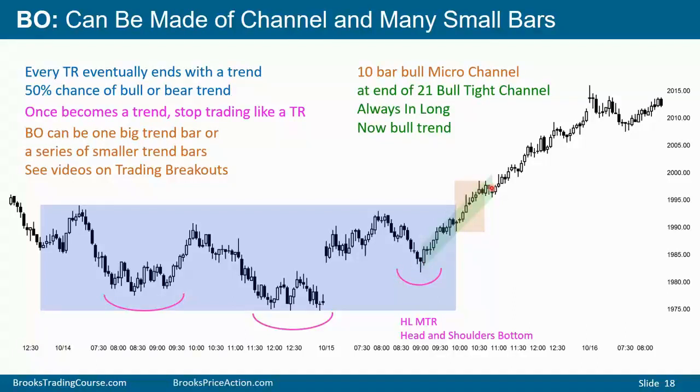21 bars in an extremely tight bull channel, and 10 of those bars, no pullback for 10 bars, a 10 bar bull micro channel. Even though the market lacks big consecutive bull bars, this is a trend based on time more than price. The bulls are owning a lot of bars. The bulls are in control for a lot of bars, even though they're not getting a big breakout. On a higher time frame chart, this is a strong breakout. Traders have to begin to trade it like a trend and stop trading it like a trading range.